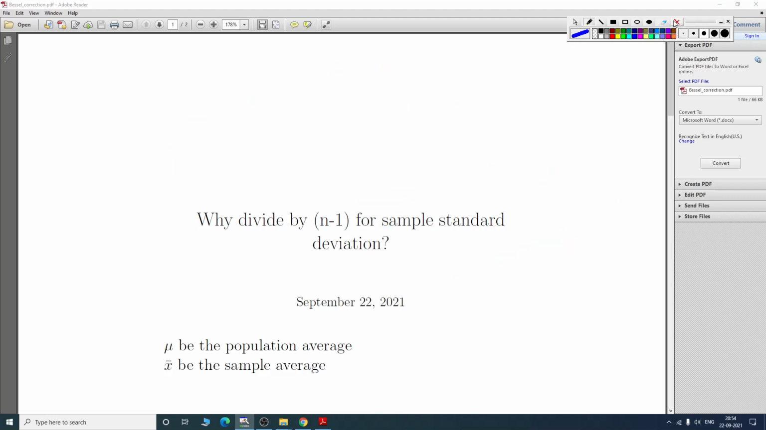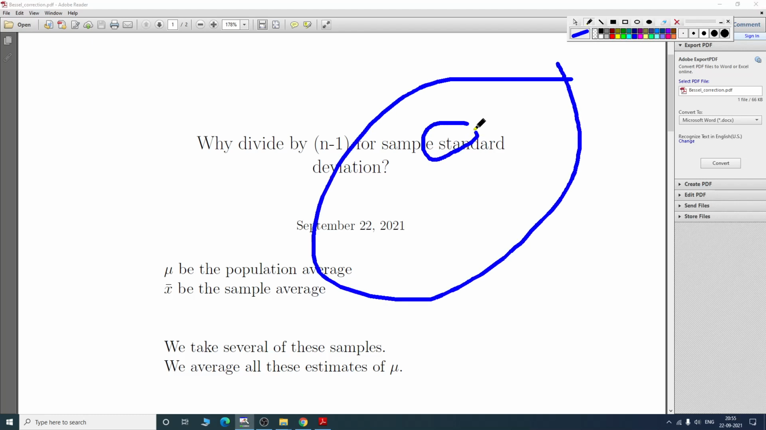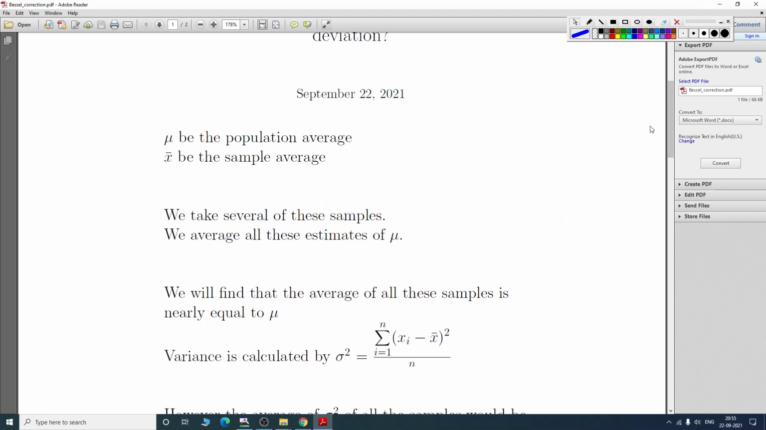Now we take several of these samples and average all the estimates of the individual samples. So we take many small samples from the population. If we see, the average of the sample means is nearly equal to mu. For each of these samples we take the mean, and we take the average of these means, and we'll find it's nearly equal to the population mean.